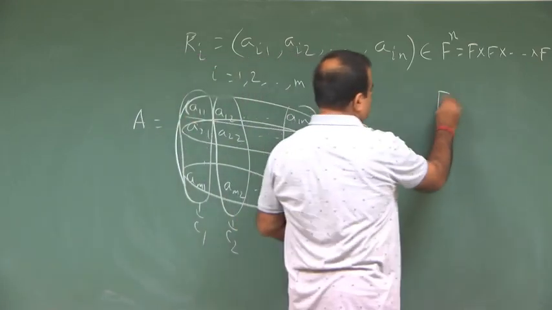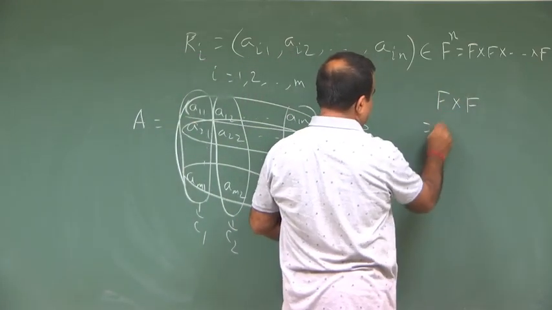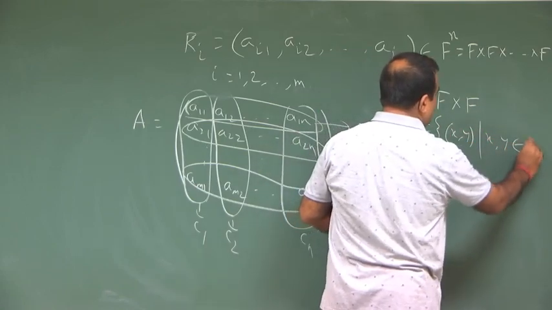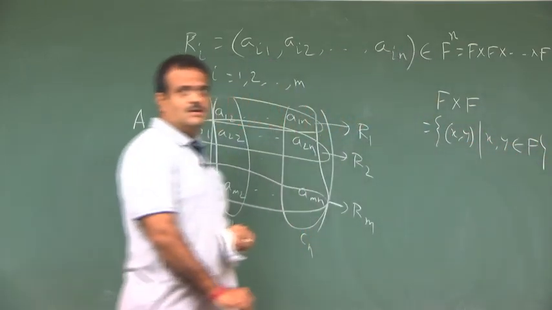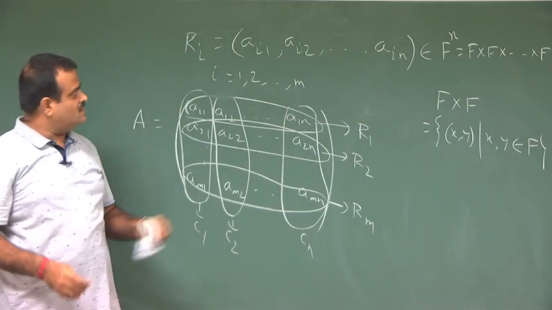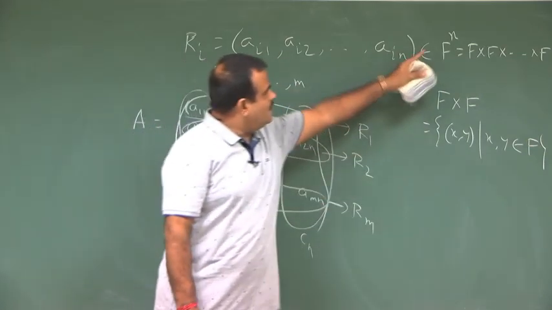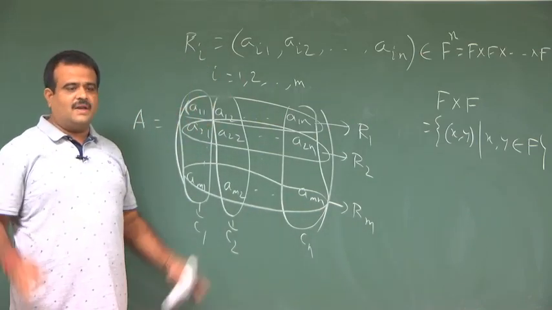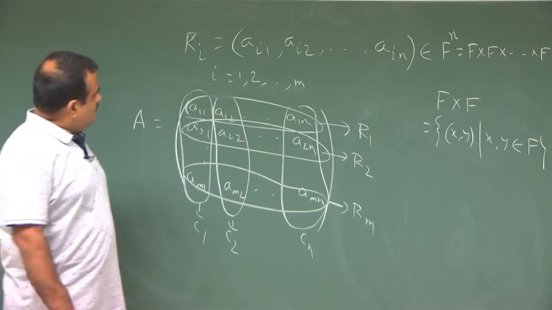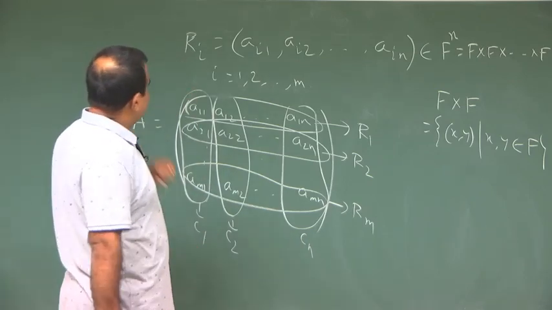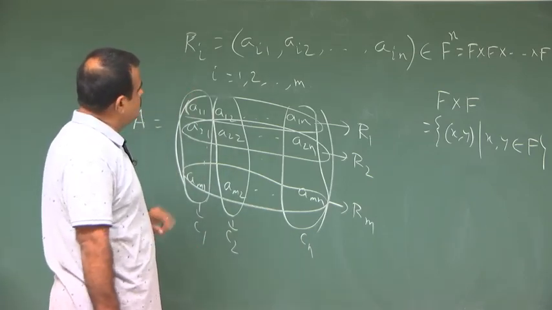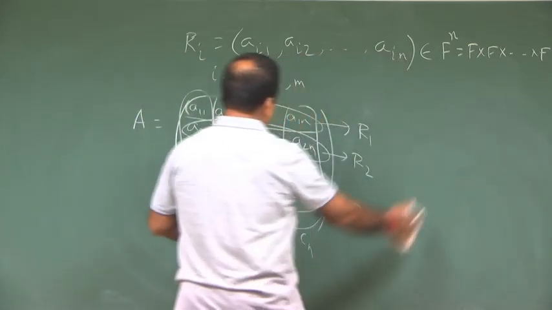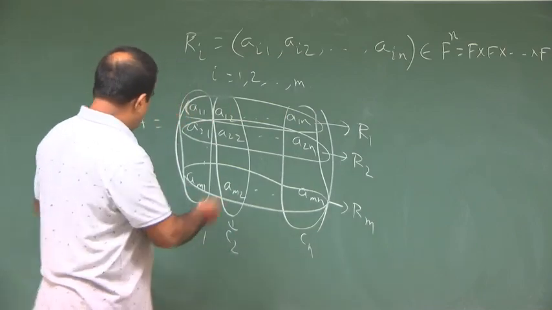F cross F is nothing but the set of pairs x, y, where x and y are both coming from F. This is the Cartesian product 2 times, but if it is an n tuple, this is coming from F to the power n. So if F is R, this is coming from R to the power n. This is an n tuple, and this is the ith row. Similarly we will come to the column.